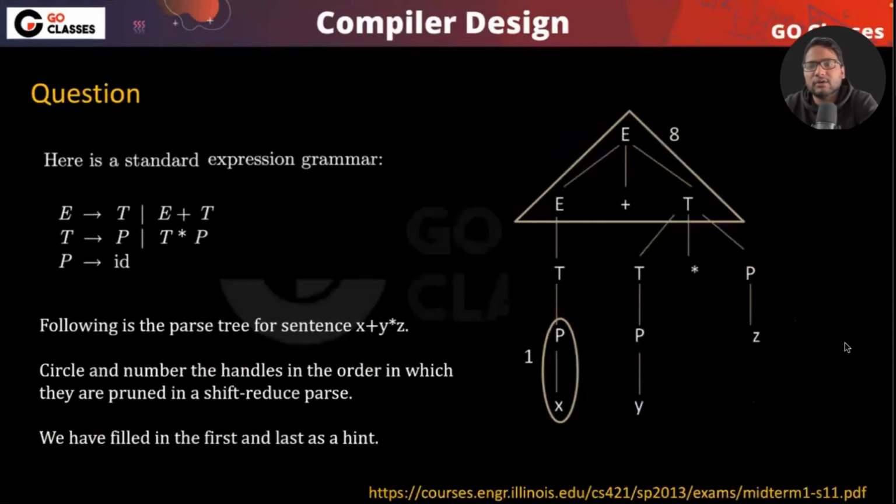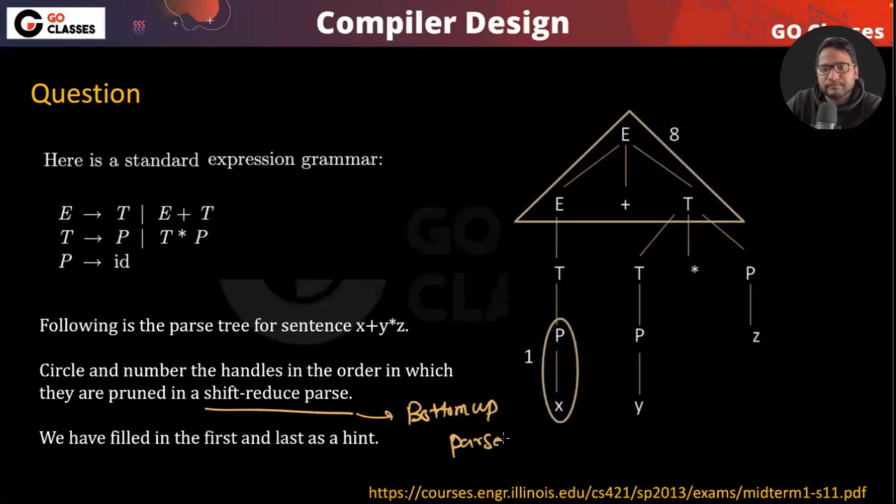So the question is this, they are saying that circle and number the handle in the order in which they are pruned. Okay, pruned means they get used basically. A shift reduce parser is nothing but a bottom up parser. Shift reduce parser and bottom up parser are the same. We will see that. Is this okay to everyone? That is what I'm trying to say here.